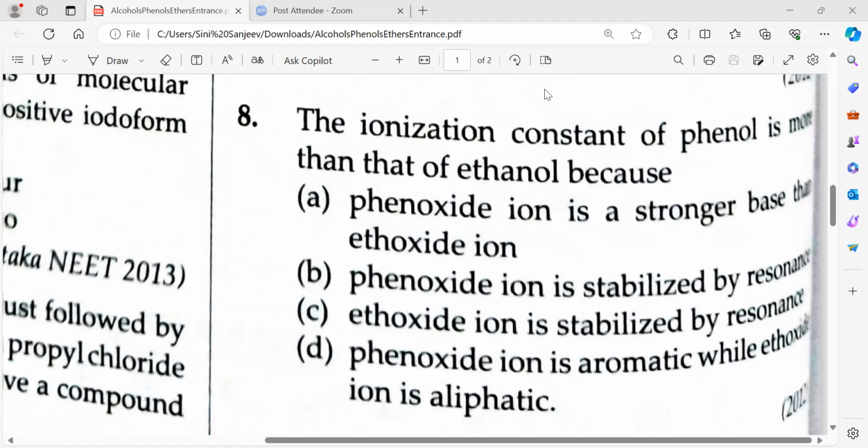Yes. I think I got the correct option. Perfect. Perfect.